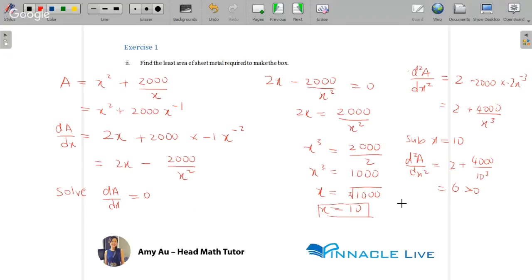Remember what the second derivative means. We went through this last week. If you've missed out, go check it out on our website. So second derivative is concavity. Positive means concave up. Concave up means you have a minimum turning point. So therefore, you've got a minimum at x is equal to 10.